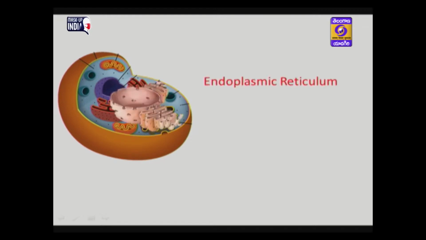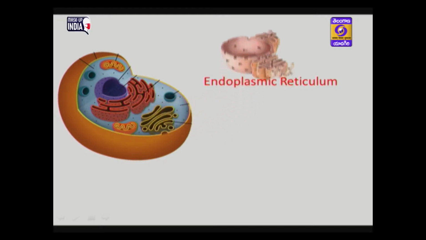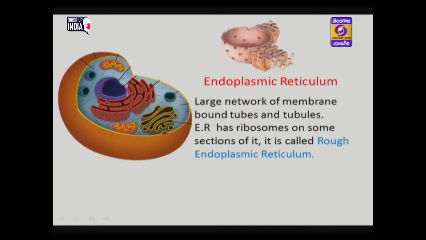Endoplasmic reticulum. Endoplasmic reticulum is an organelle with large network of membrane bound tubules and tubes. Some sections of the endoplasmic reticulum has ribosomes on it. Just observe here, these are the small granules which are called ribosomes. Such sections are called as rough endoplasmic reticulum. The function of rough endoplasmic reticulum is protein synthesis.